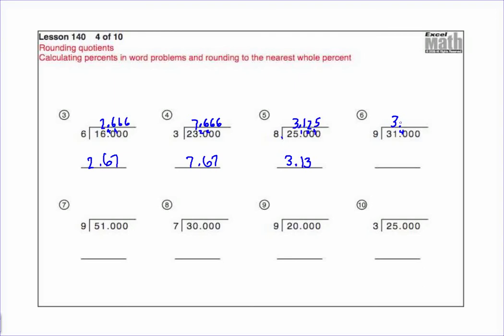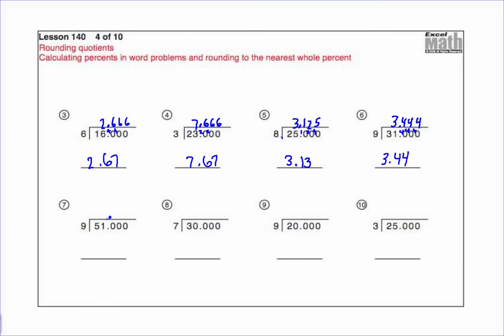9 goes into 40, oh, 4 times. That's 36. It gives us a 4 left over. 9 goes into 40 4 times. 9 times 4 is 36. And it just keeps repeating. So the answer is close to 3.44.